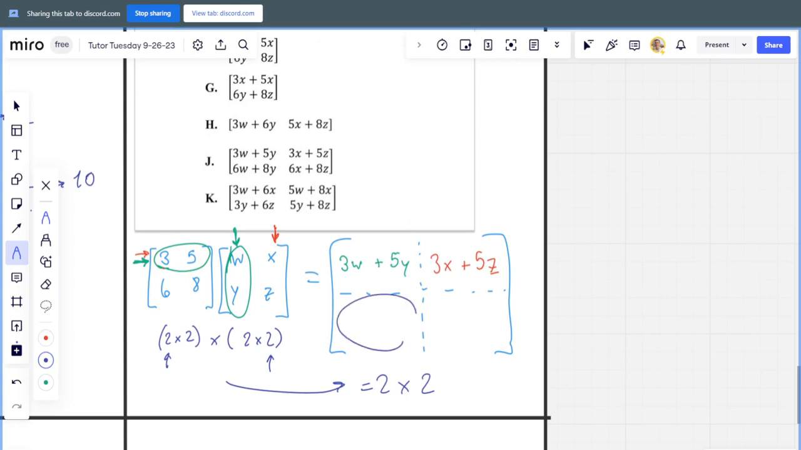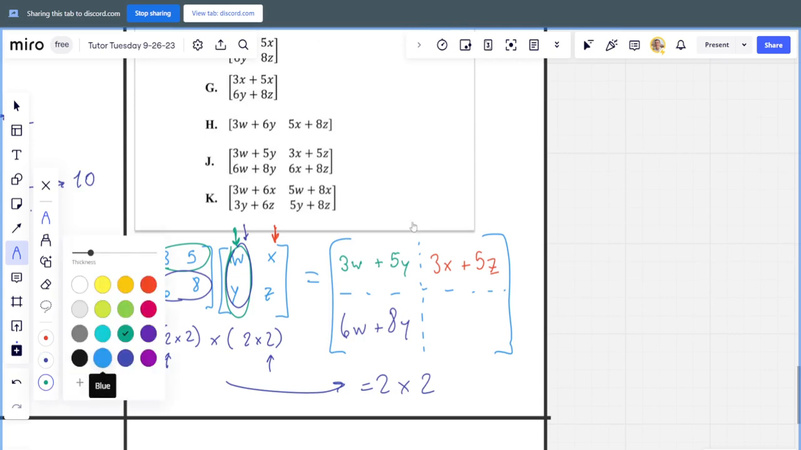What do we got next? Second row, first column. It's kind of like FOIL almost, but it's just a little bit more complex. 6w, right? The first elements are 6 and w, then we multiply 8 and y.